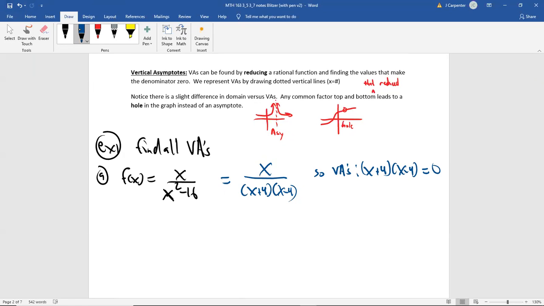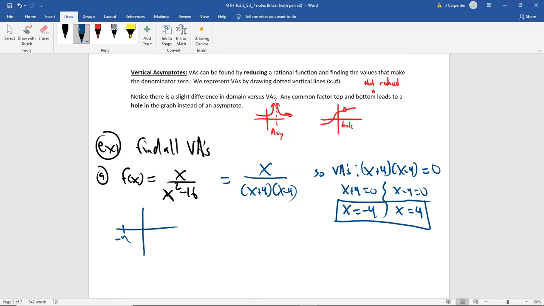Well, that's factored. Go ahead and set each factor equal to 0. So x plus 4 equals 0, x minus 4 equals 0. Subtract 4, add 4. You get x equals negative 4, and x equals positive 4. That's it. That's the whole problem. Our vertical asymptotes are negative 4 and positive 4. If I asked you to graph this, at negative 4 and positive 4 you would just be drawing vertical dotted lines there, and then we'd have many more things to do after that. So those would be lines that our function can't cross.